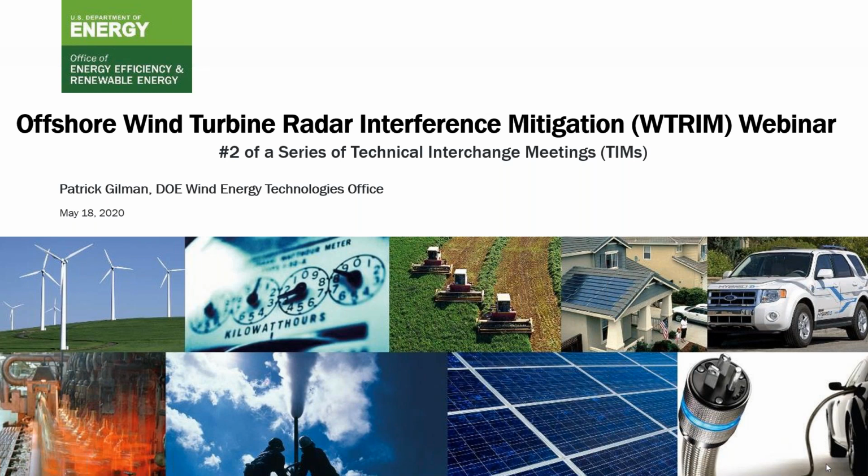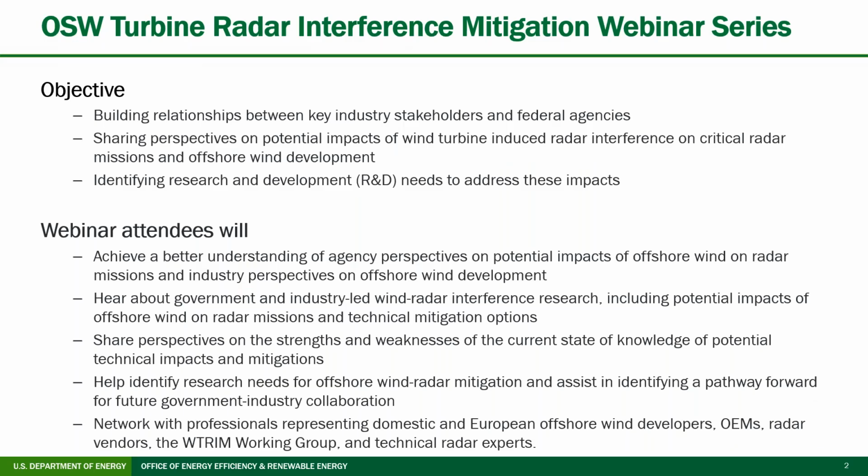This webinar series is sponsored by the Federal Wind Turbine Interference Mitigation Working Group, which is a group of federal agencies co-chaired by the Department of Energy and the Department of Defense, but also includes FAA, NOAA, Coast Guard, BOEM, and a number of other agencies working together with the goal of addressing the potential impact of wind development on radars and the federal missions that depend on them, and ensure ultimately that wind energy and radar missions can effectively coexist. And we do that through coordination of research and development.